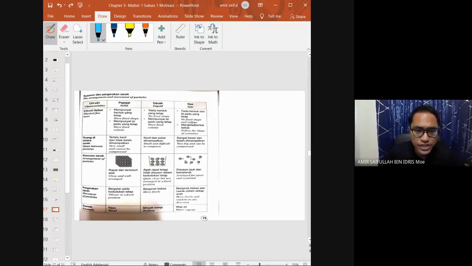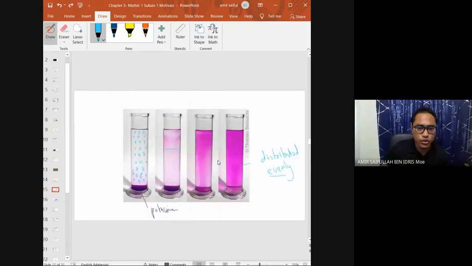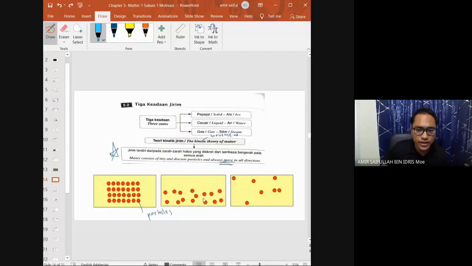Next, gas. Gas has no fixed shape and also no fixed volume. It follows the shape of the container. The spaces are very big and can be compressed. That's why you can have an oxygen tank or a gas tank, where the gas is compressed together. The particles are arranged far apart and scattered. They move freely and randomly in any direction, to the left, to the right, anywhere. It is not fixed, but it can move freely.